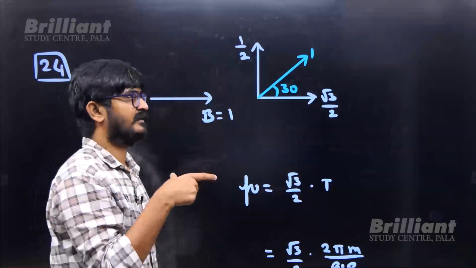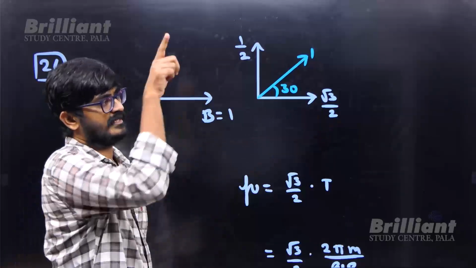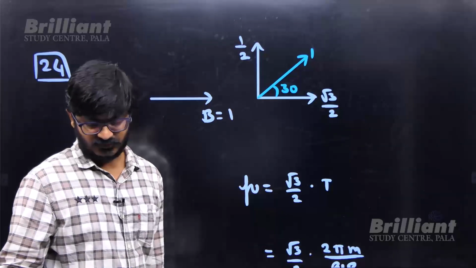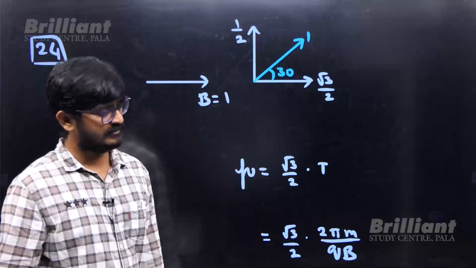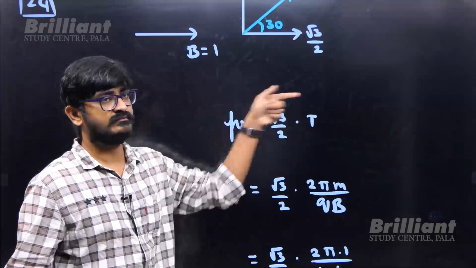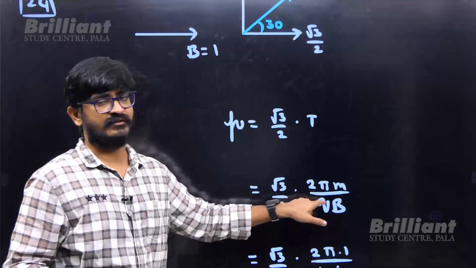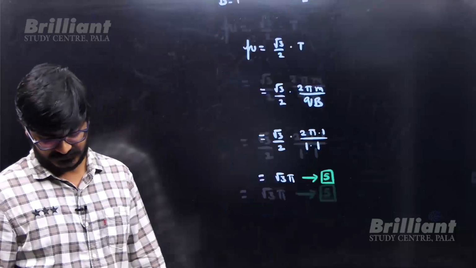In one circle, how much distance it moves forward is called the pitch, or else the speed times the time taken for one revolution. And the time taken for one revolution is independent of speed, which is very important because we will be exploiting it in the cyclotron, right? Speed times the time taken for one revolution. The time taken for one revolution is independent of the speed. When you substitute the values, you will get the required answer.